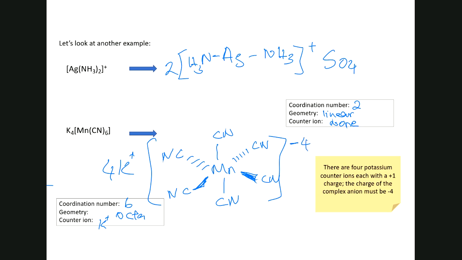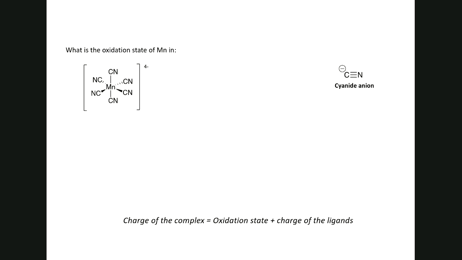Up to now, all the examples we have seen have used neutral ligands, mainly ammonia. And with a neutral ligand like ammonia, it doesn't have a charge. So therefore, the charge on the complex equals the charge of the ion, but manganese with cyanide ligands around it is a special case. So let's look at this further.